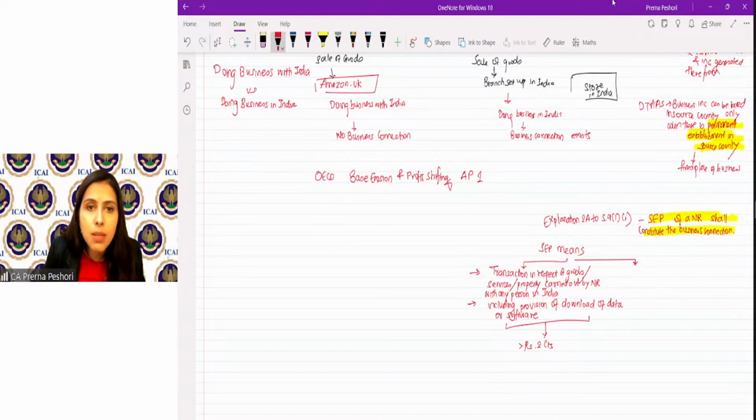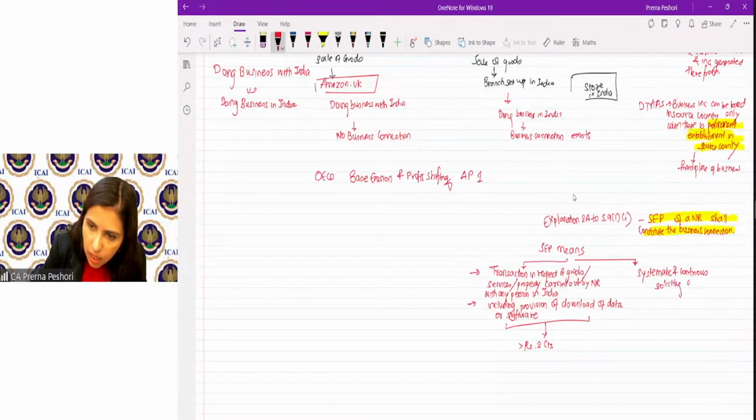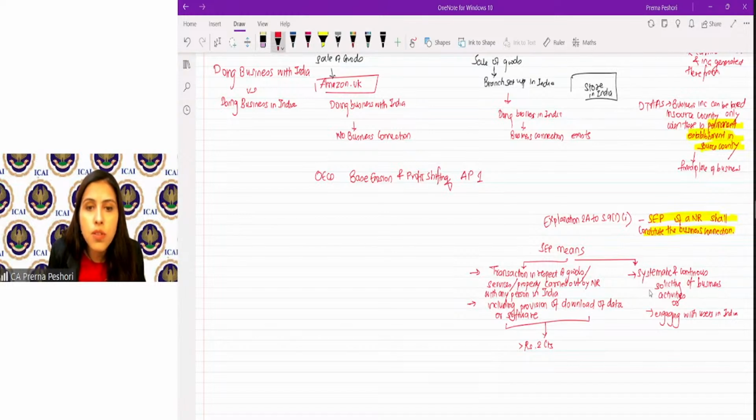The second transaction where the SEP can get constituted is systematic and continuous soliciting of business activities or engaging with users in India. Engaging with users in India.